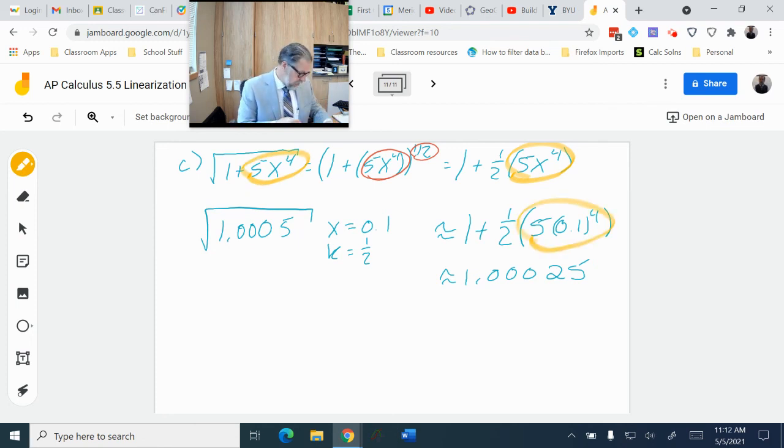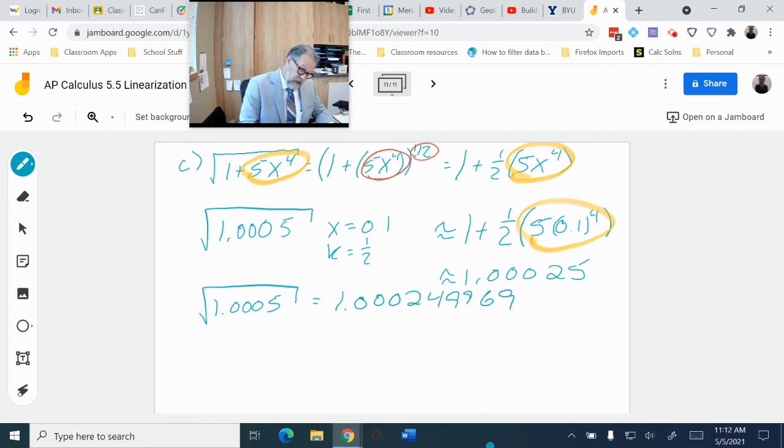And then I went ahead and typed it in because I was looking back and forth between my notes and my screen. So what's the actual square root of 1.0005? Well, typing that into my calculator, I get 1.000249969. And notice that rounded, it's accurate to about there. So we're talking 1, 2, 3, 4, 5, almost 6 decimal places. And you could calculate the error again by taking the absolute value of the difference.